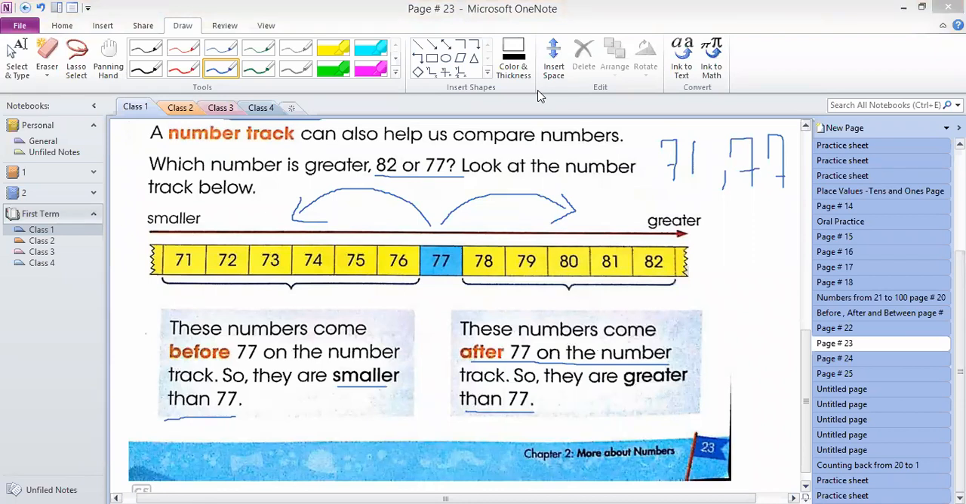Yes, sir. Very good. We will do it again. We will practice this number track also, and whatever we have studied about more and less, we will complete in the practice zone also.